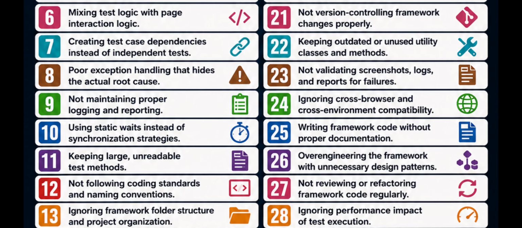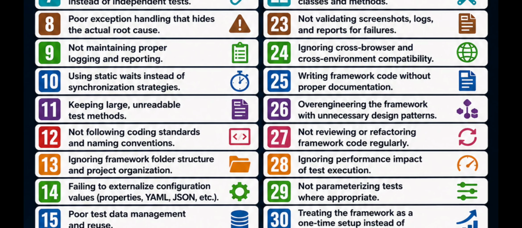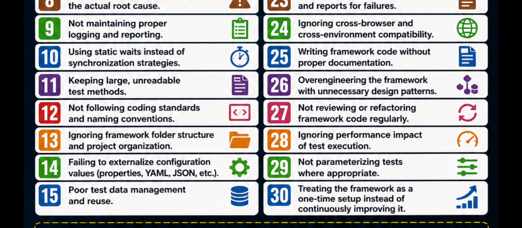And the 11th point that you need to keep in mind and avoid is keeping the large unreadable test methods. You should not do this. And the 12th thing that you should not do is not following the coding standards and naming conventions, which is a big mistake. And the 13th point that you need to keep in mind and avoid is ignoring the framework folder structure and project organization. So you shouldn't ignore this. And the 14th point you should consider is failing to externalize the configuration values. You should maintain all the values properly in separate files so that it's easy to read.